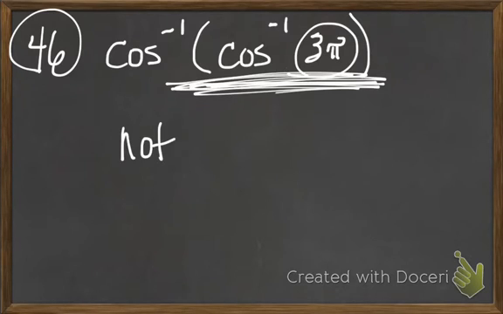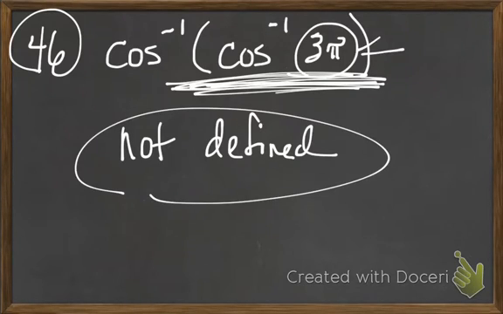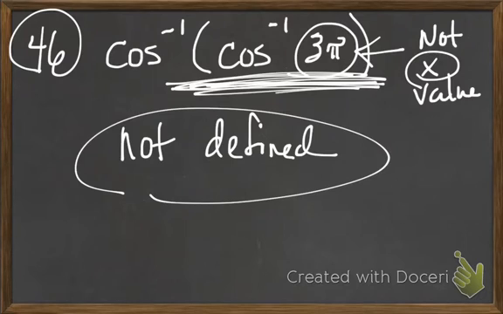It's not really got anything to do with the inverse cosines. It's the fact that this 3 pi is not an x value. Okay? It's not an x value. So every once in a while they're going to throw something in that just doesn't make any sense at all. And that's why it says find the exact value of each expression if possible.